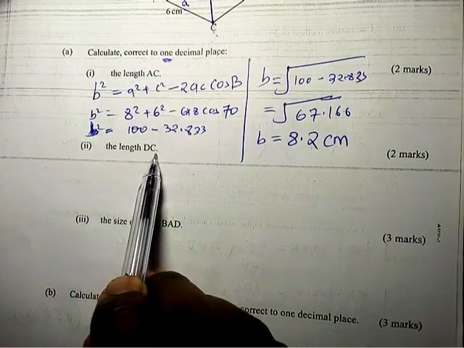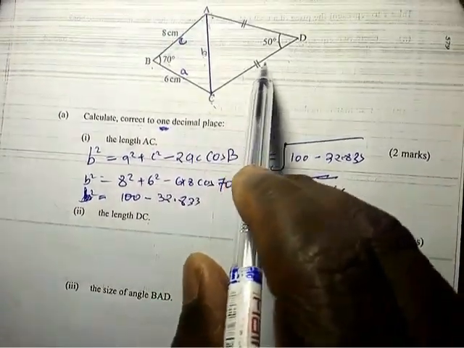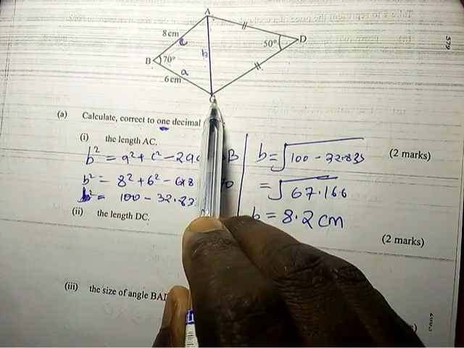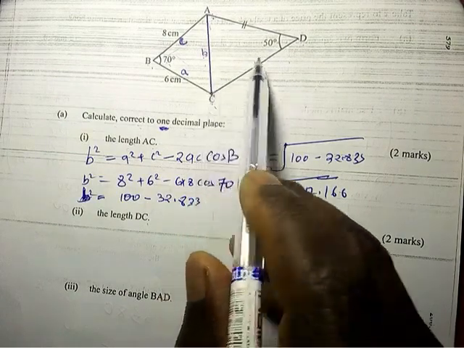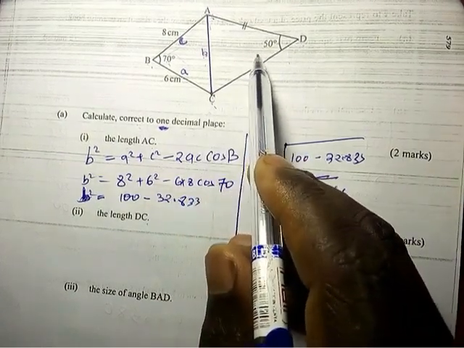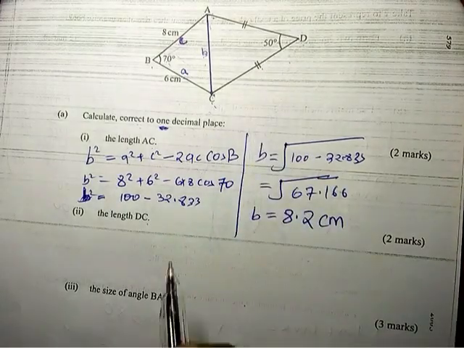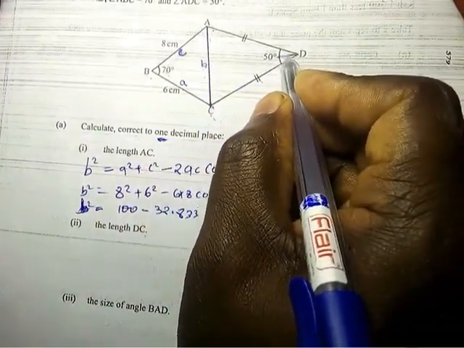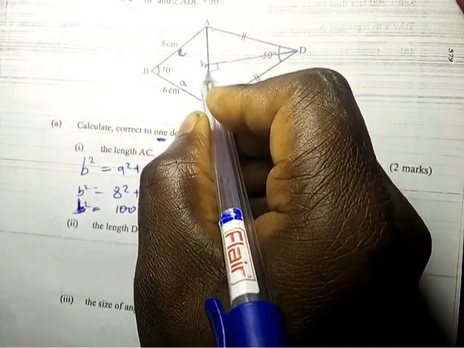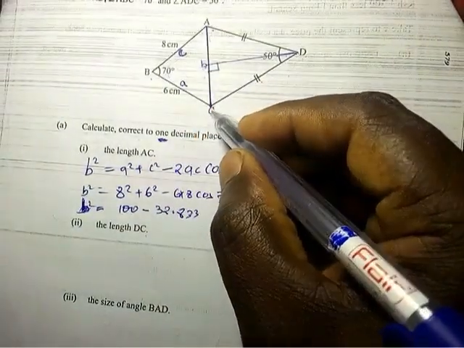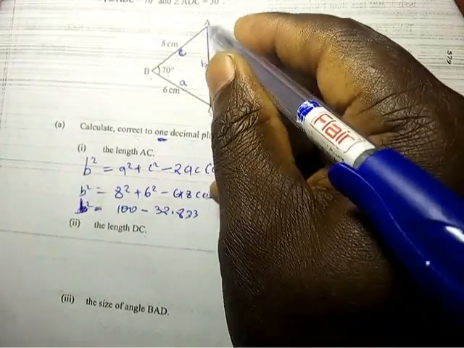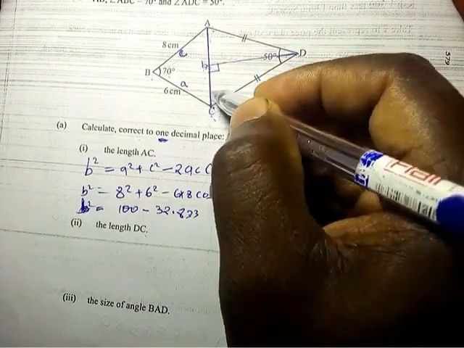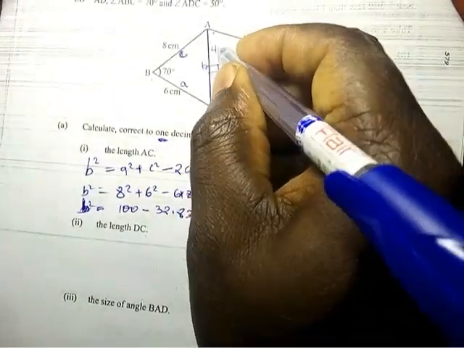The length DC. Now we want to calculate the length DC. DC is very simple. We can use Pythagoras theorem, or SOHCAHTOA. We can use SOHCAHTOA. So let me sketch this one. This is a right angle triangle here. We know from here up to here is 8.2, meaning from here up to here is 4.1. Here is 4.1 and here is 4.1.